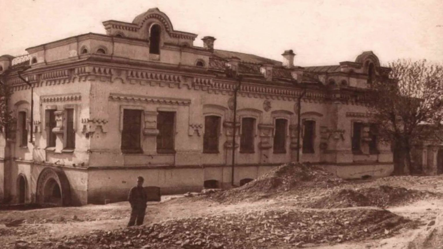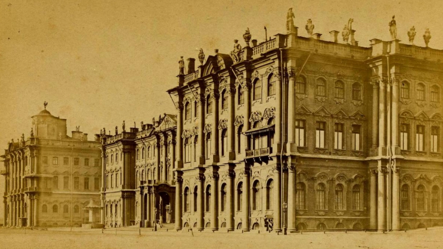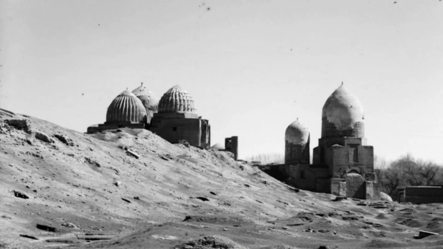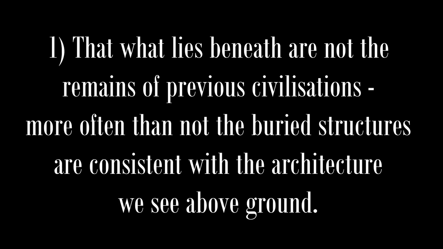Most of the buried architecture we see is intact. It is either sunken or the ground level has been raised at least 3 meters, sometimes in a uniform manner, and other times partially buried in rolling mud hills, as if there were huge landslides. The strange case of the buried architecture provides the following conclusions: that what lies beneath are not the remains of previous civilizations.